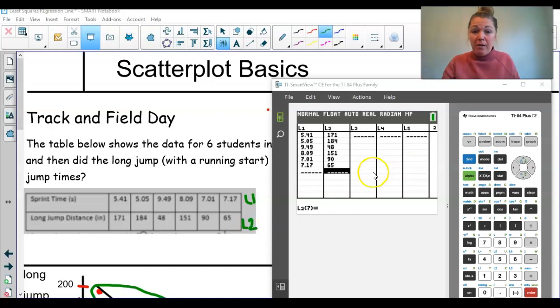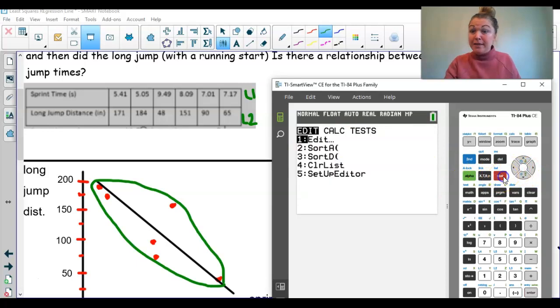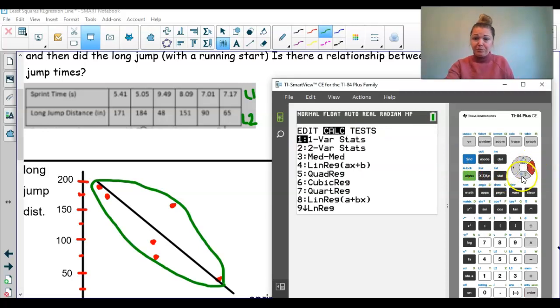Okay, so let's move on. What are we doing right now? We're calculating the correlation coefficient, and that's going to give us a more concrete way to describe the strength of that association. So now once we have it in L1, L2, we go to stat again. We arrow over to calculate.